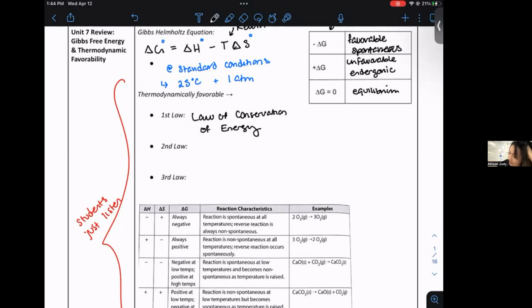So the second law is that entropy increases in the universe for favorable, spontaneous processes.